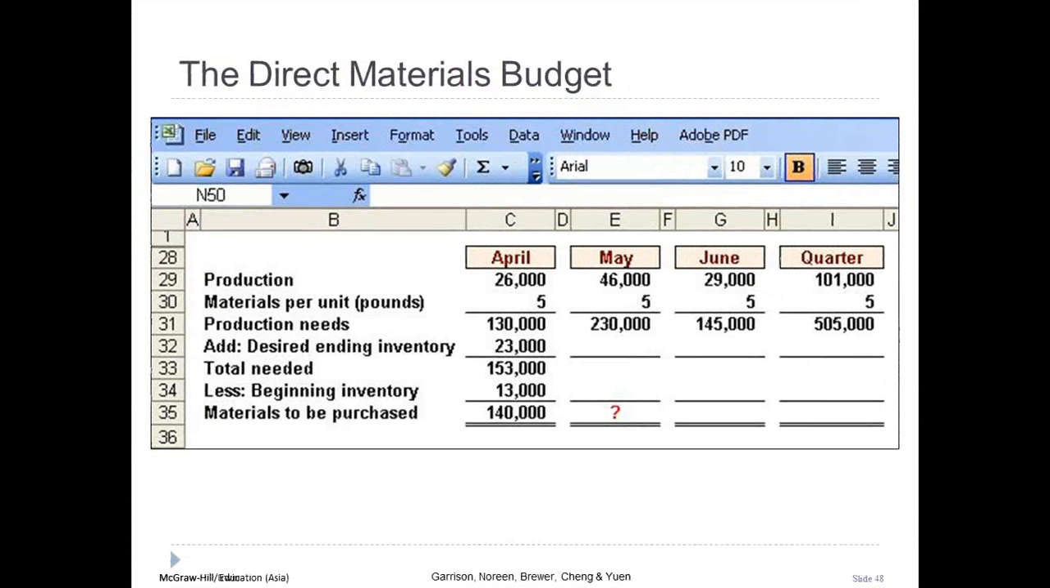The third step is to calculate the materials to be purchased for April, 140,000 pounds. April's desired inventory is equal to 10% of May's production needs, or 23,000 pounds. The total number of pounds needed in April is 153,000 pounds. Finally, we subtract our materials on hand to determine the number of pounds of material that must be purchased. During April, Royal must purchase 140,000 pounds of direct materials.